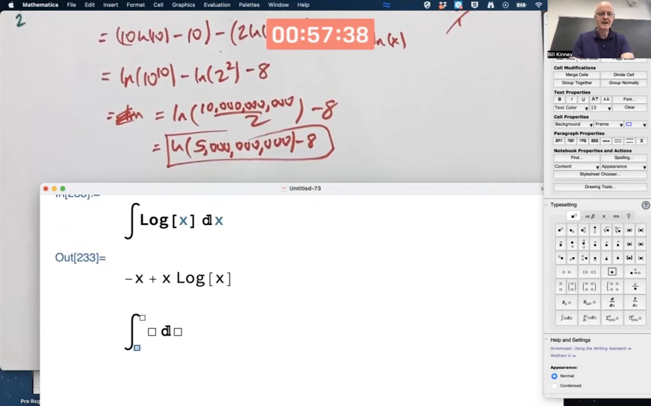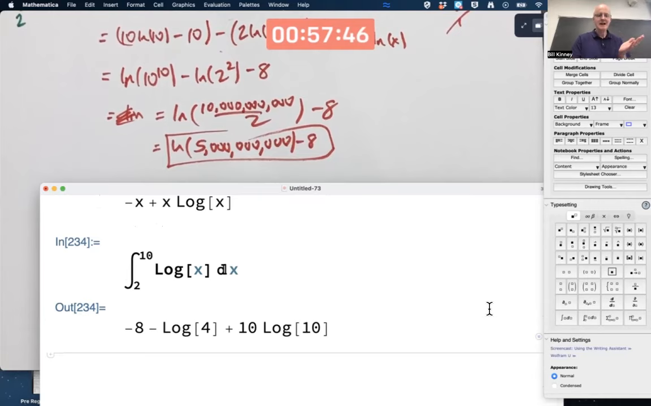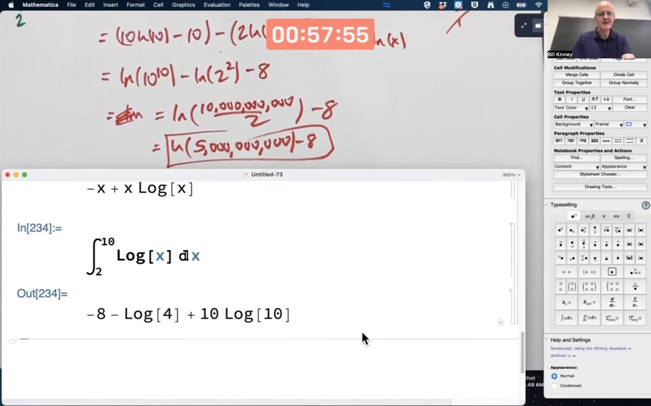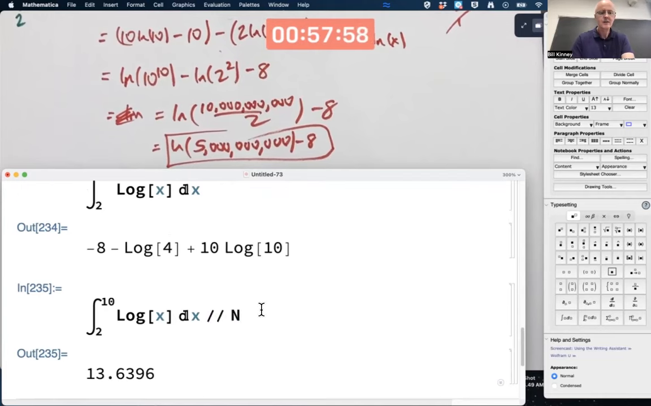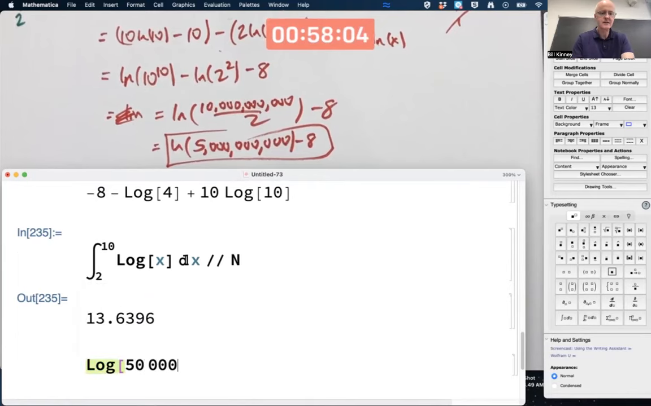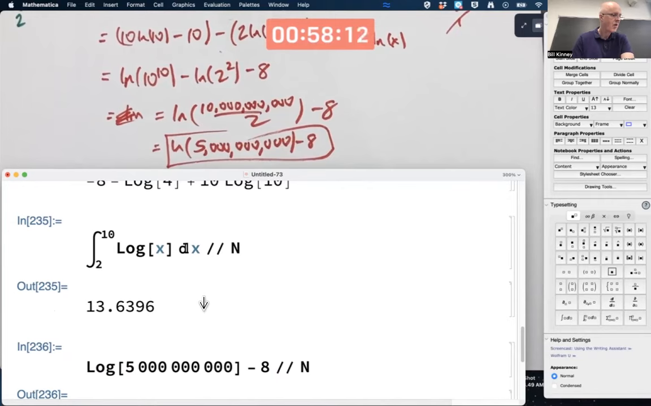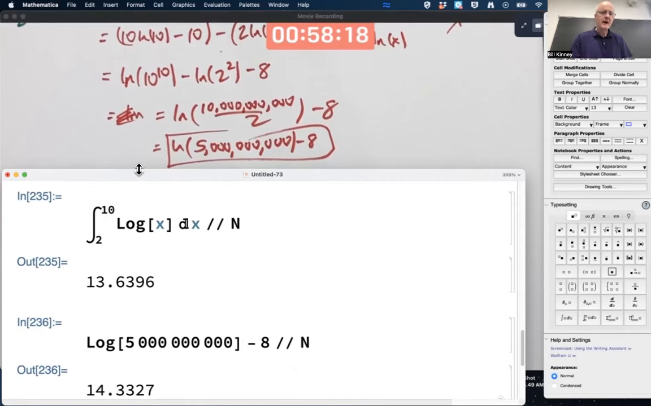Do a definite integral in Mathematica, put a 2 here, 10 here, log of x here. Okay, Mathematica did not combine the logarithms, but it could have. This looks like it must be a really big number, but it's not that big, actually. It's about 13.6. And yes, if you do log of 5 billion minus 8 and do a numerical approximation, it is this. Oh, I must have made a mistake. Where's my mistake?